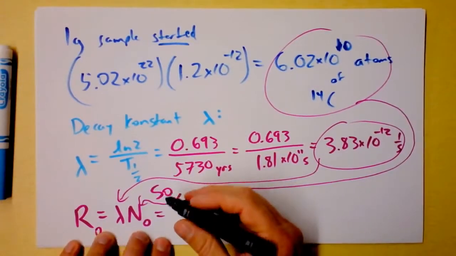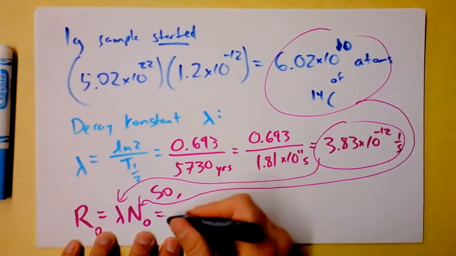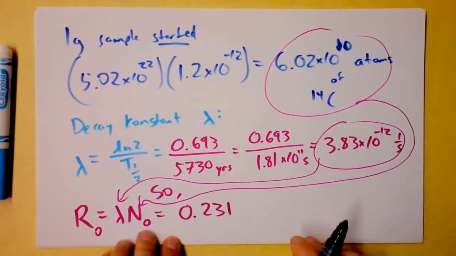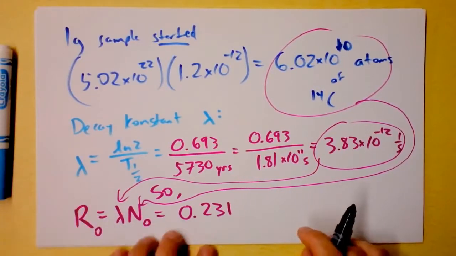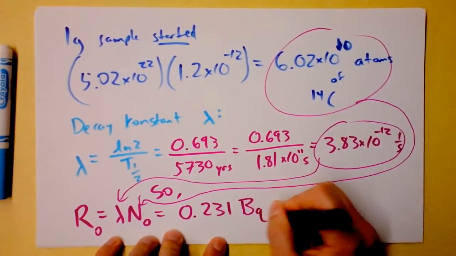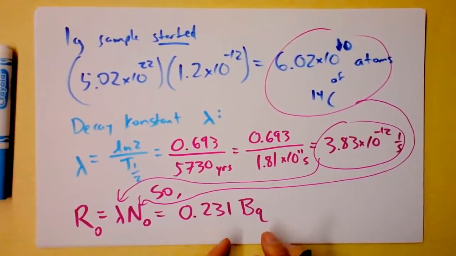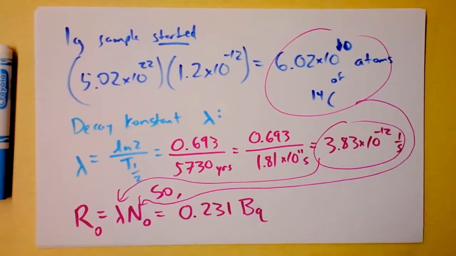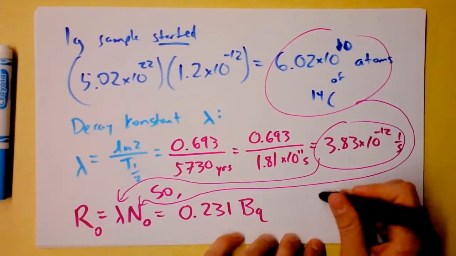And when I multiply those two, not to bore you, I'm going to get 0.231. And it has units of number per second, which is the same thing as a becquerel. And this is an interesting time to remind ourselves that our activity right now is 0.0231 becquerel. Oh, Dr. Schuster, I see what you did right there.